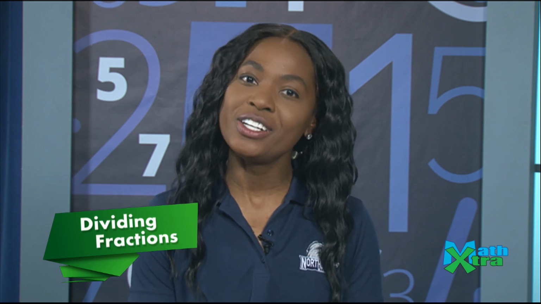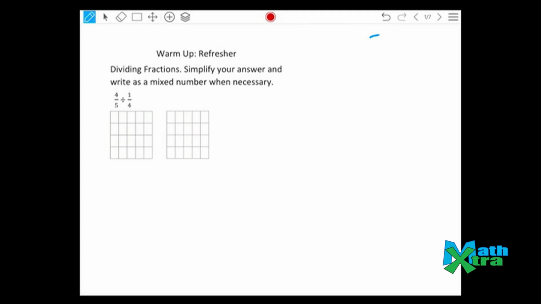All right, 6th graders, today's show is about dividing fractions. We'll learn how to multiply by the reciprocal. We'll also learn how to divide fractions using models as well as word problems. So let's get started. Our first problem is 4/5 divided by 1/4.